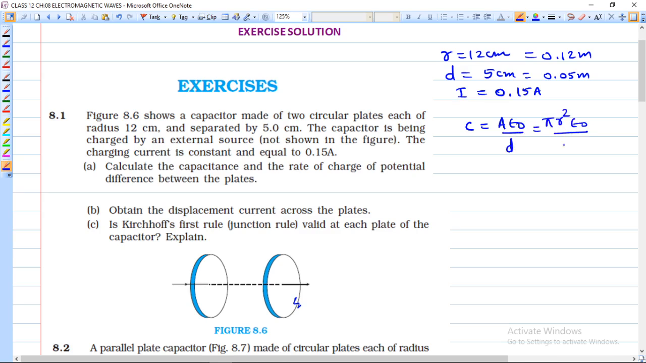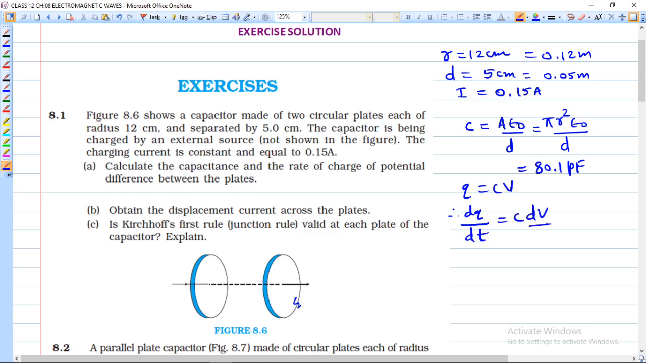Epsilon 0 upon D. You have a value of pi, you have a value of r, you have a value of D. If you place these values of pi, r, epsilon 0 and all that, you will get the answer 80.1 picofarad. Now, what is asked? Rate of change of potential. See, q equals what? CV, right? So dq by dt equals what?